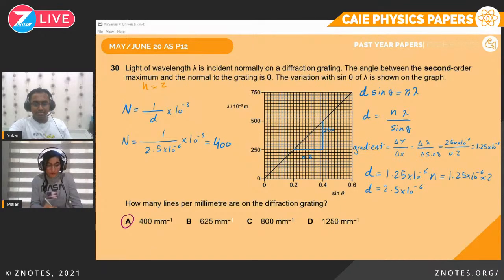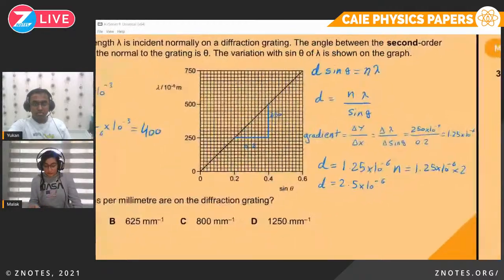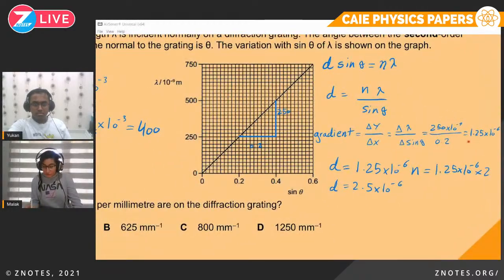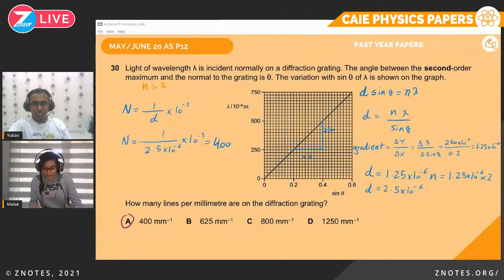Now, if you've noticed here, lambda is in the y, sine theta is in the x. So lambda over sine theta is equal to the gradient, correct? So if we multiply n to the gradient, we get d. We find the gradient, which is 1.25 times 10 power minus 6. And from that, we find d. There we go.